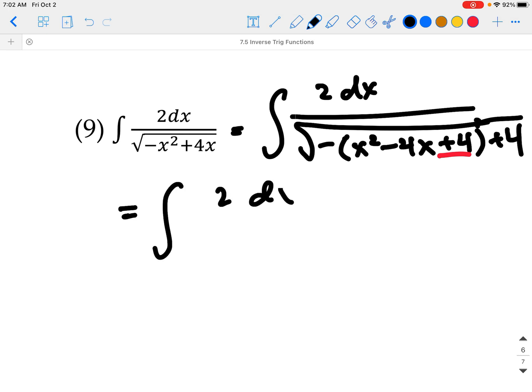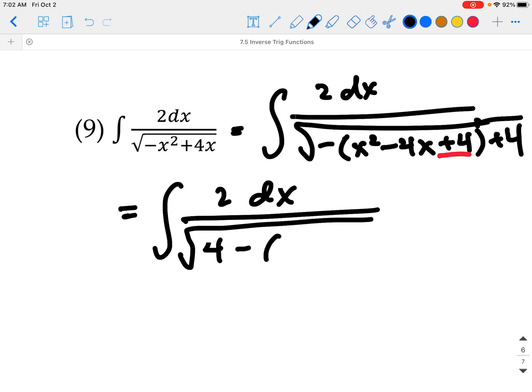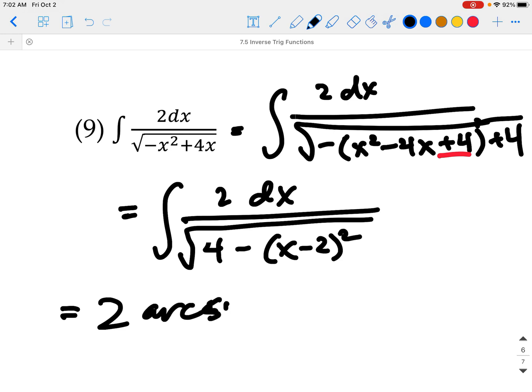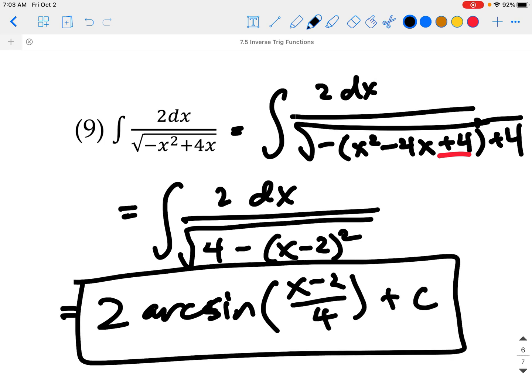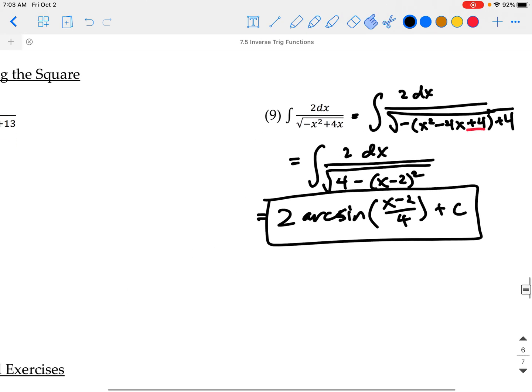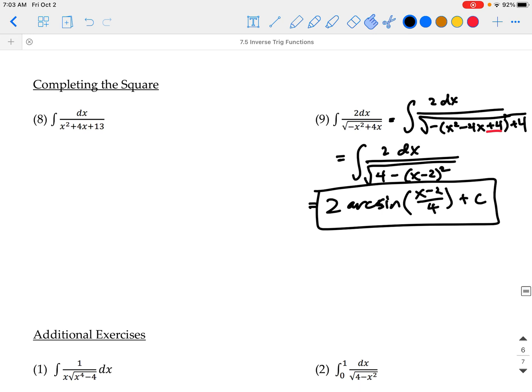And then we can just rewrite. So the square root of 4 minus x minus 2 squared. And we can see this is a simple arc sine antiderivative. So we'll have 2 arc sine of x minus 2 over 4 plus c. So again, completing the square, another nice one that in most examples will be pretty obvious.